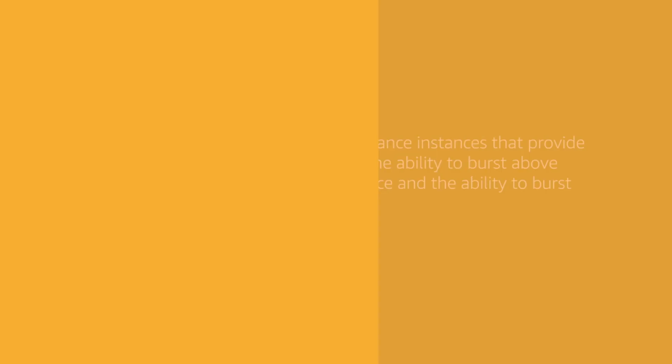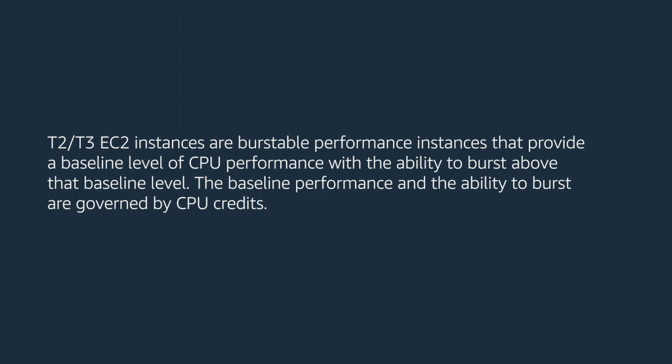Let's get started. T2 or T3 EC2 instances are burstable performance instances that provide a baseline level of CPU performance with the ability to burst above that baseline level. The baseline performance and the ability to burst are governed by CPU credits.